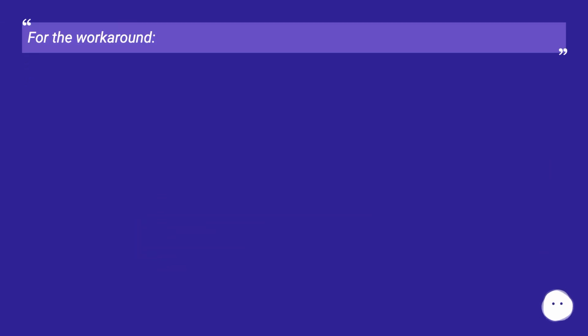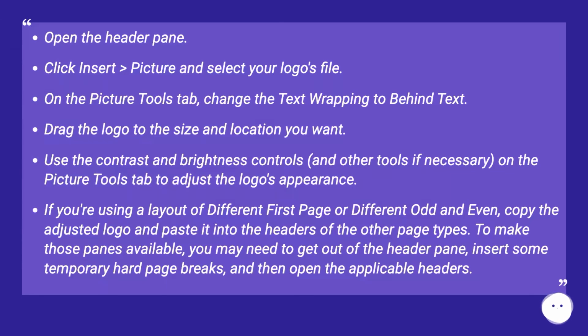For the workaround, open the header pane. Click Insert Picture and select your logo file. On the Picture Tools tab, change the text wrapping to Behind Text. Drag the logo to the size and location you want. Use the contrast and brightness controls, and other tools if necessary, on the Picture Tools tab to adjust the logo's appearance. If you're using a layout of different first page or different odd and even, copy the adjusted logo and paste it into the headers of the other page types.